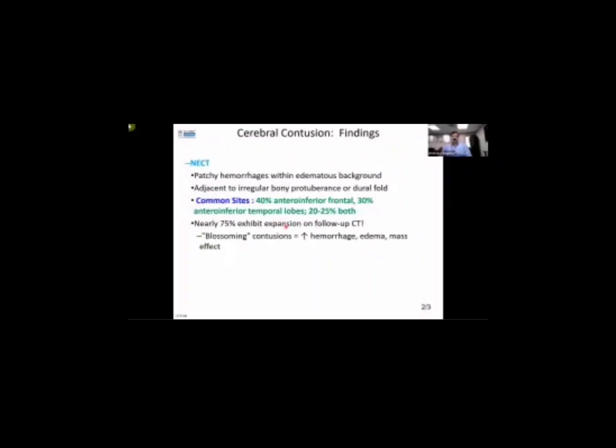Coming back, please remember the concept that any brain injury can expand. So contusions, 75% of them can expand, but anything can expand.